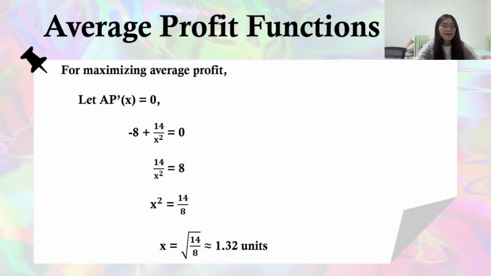To find the maximizing average profit, we let the derivative of the average profit function equal 0. So we continue to find the value of x, and we can see that x is equal to positive square root of 14 over 8, which is approximately 1.32 units. Since the average profit is maximized, the negative square root of 14 over 8 is rejected.